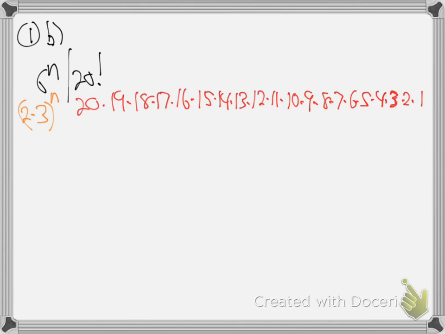But hold on a minute. I want to do this in the easiest way. That sounds like a lot of work, right? I want to do this in the easiest way possible. What do you think there's going to be less of? Is there going to be less 2s or less 3s?